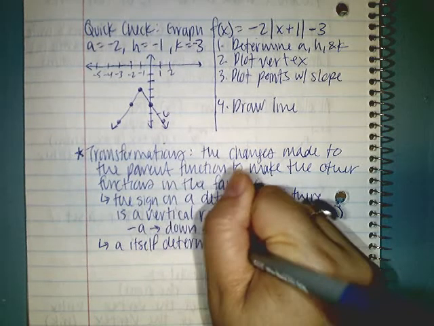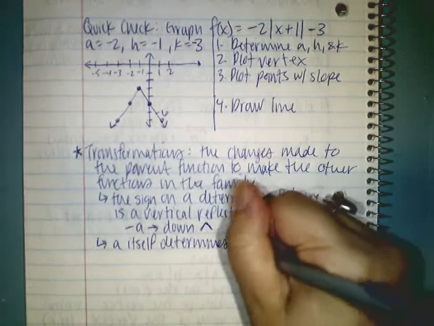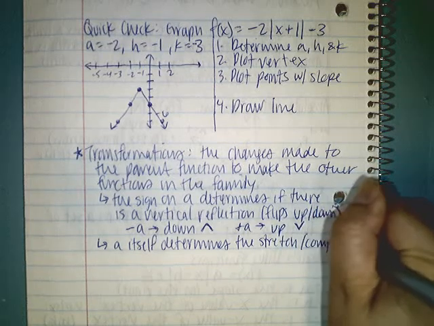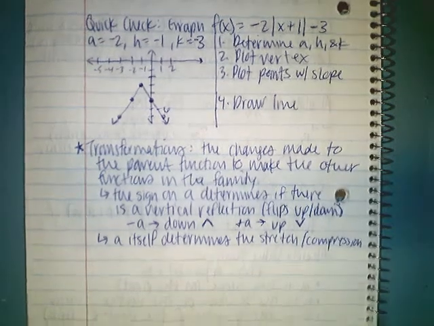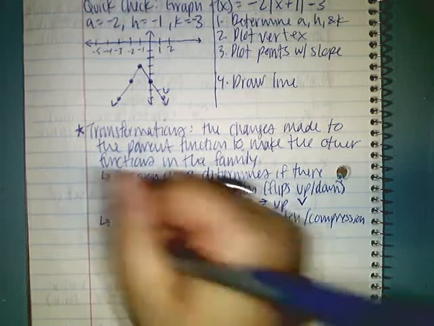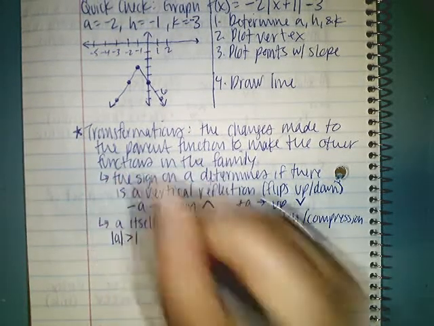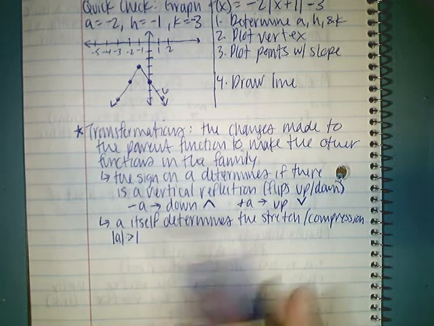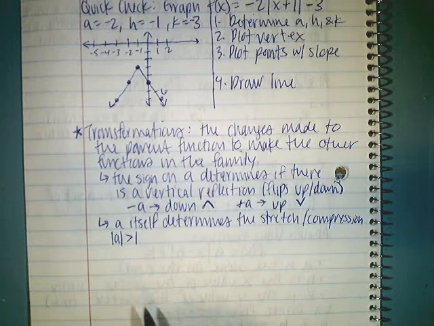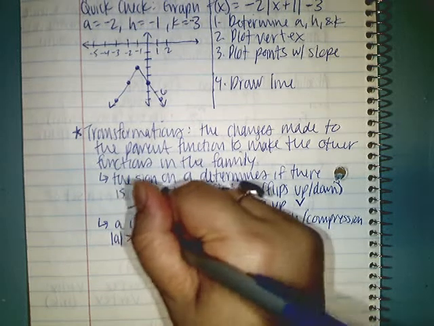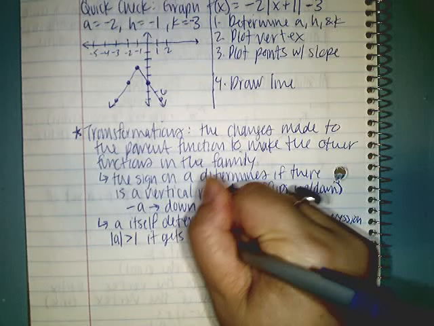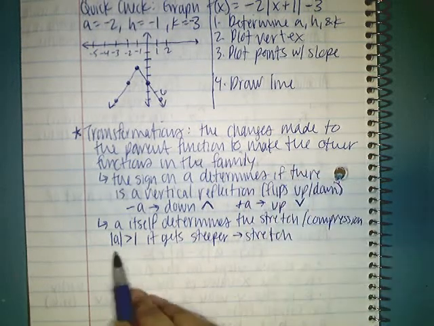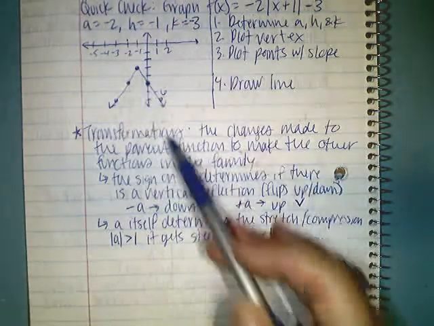A also tells us, so A itself determines the stretch or compression. So these are two different vocab words, stretch and compression. So we'll start with if the absolute value of A is greater than 1. So again, we're not worried about the sign here. That's why we're talking about the absolute value of A, because the sign is a different transformation. The absolute value of A is greater than 1. It gets steeper, which means there is a stretch. So if it gets steeper, if A is greater than 1, like it was with 2, it's getting thinner or steeper.